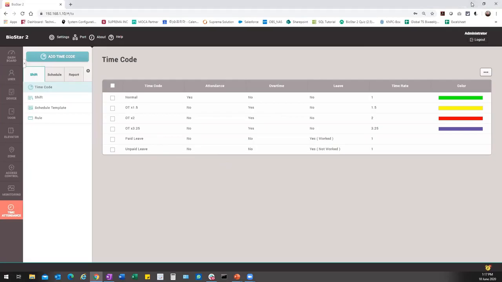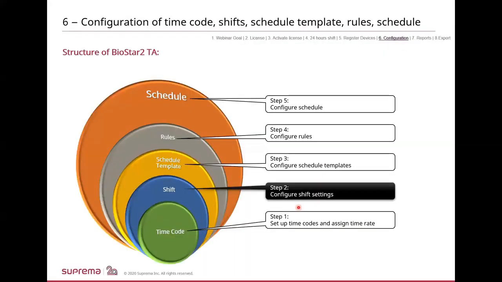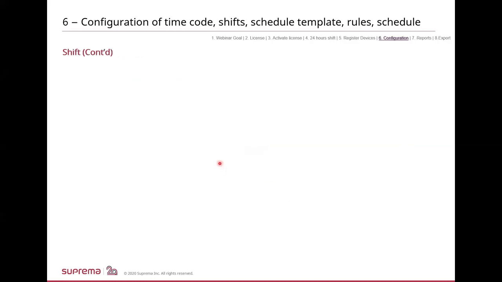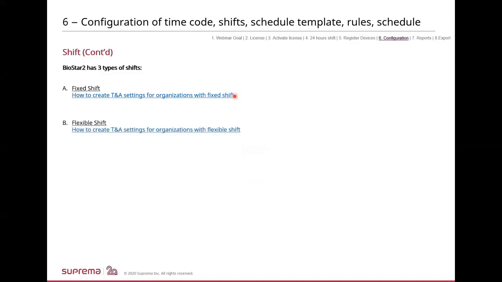So let's continue to the second step, which is configuring the shift, which is a little bit of a hot topic. So first of all, you need to know that BioStar 2 Time Attendance has 3 types of shift. The first shift is called fixed shift, and this is an article from our knowledge base on how to configure that shift, which we are going to do today. And the second shift is a flexible shift, with the article for configuring it.